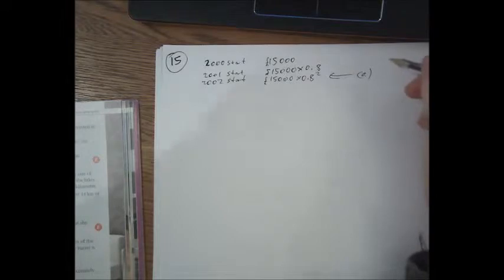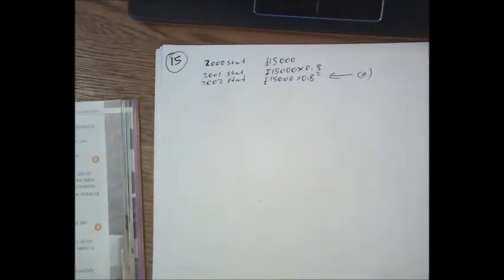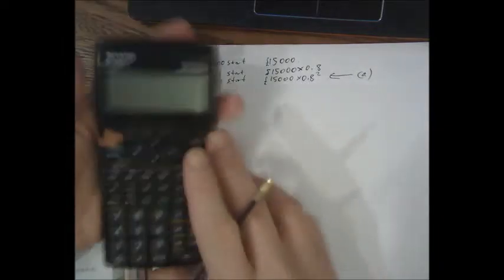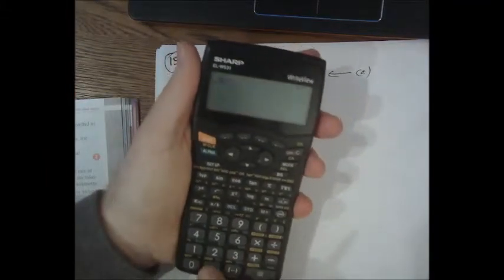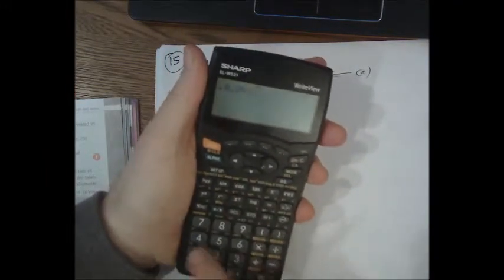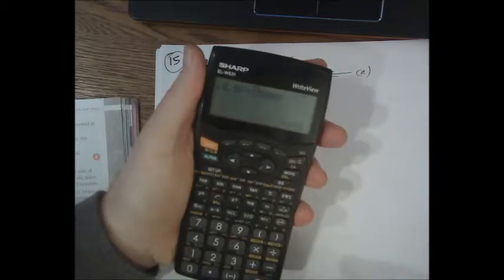As it happens I've actually just answered part A, which is to show that at the start of the year the value of the machine was 9,600. So 0.8 squared times 15,000, yep, equals 9,600.